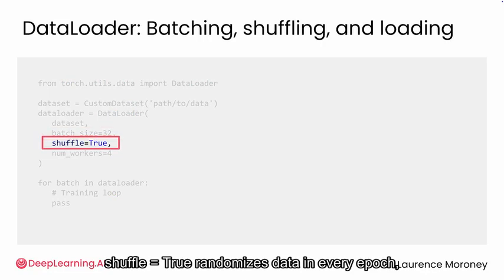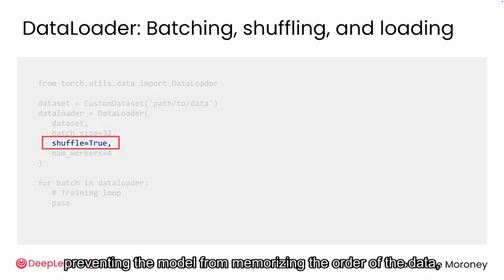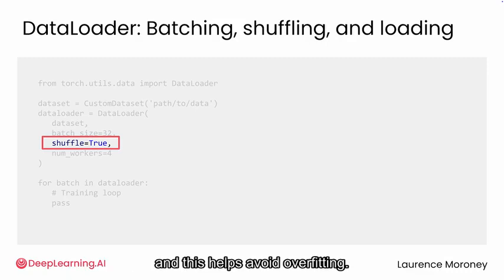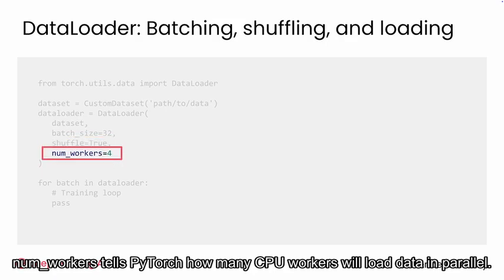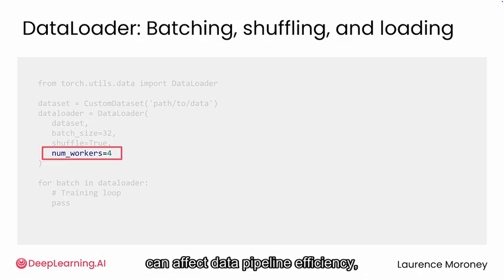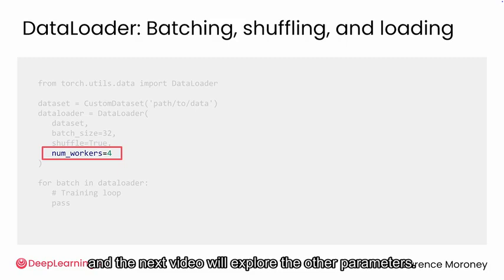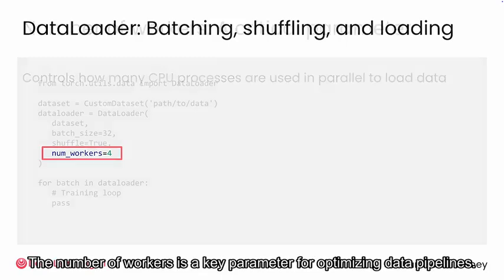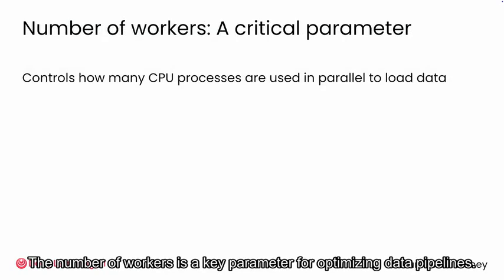Shuffle equals true randomizes data in every epoch, preventing the model from memorizing the order of the data, and this helps avoid overfitting. Num workers tells PyTorch how many CPU workers will load data in parallel. This video focuses on how that number of workers can affect data pipeline efficiency, and the next video will explore the other parameters. The number of workers is a key parameter for optimizing data pipelines.